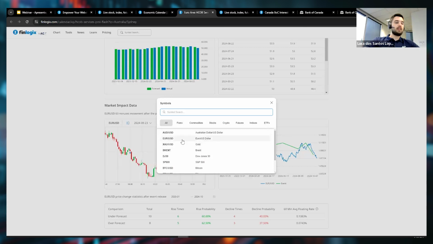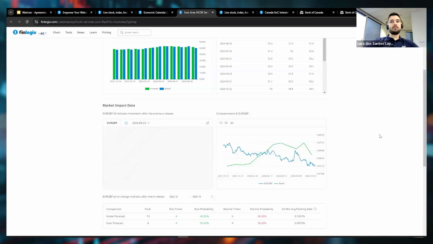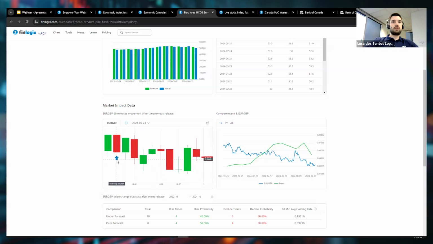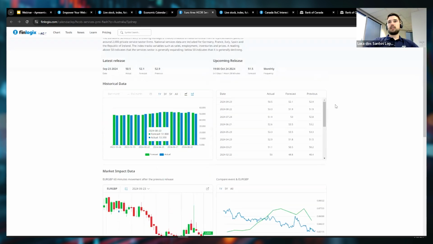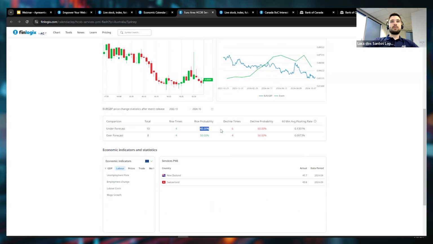As well, you can change the symbol here. So let's say you want to trade euro pound. Okay, and you want to see how the euro manufacturing PMI, services PMI affect euro pound. So click on it, and you will see that right here, on this blue little arrow was the release, all right, and that was a lower release. Okay, the forecast was 52.1 and the actual came in 50.5. And the rise probability was 40% and the decline probability is 60%. So right now it's better to trade short at euro pound than actually trade long on this news. So it's pretty cool. You guys can play around.